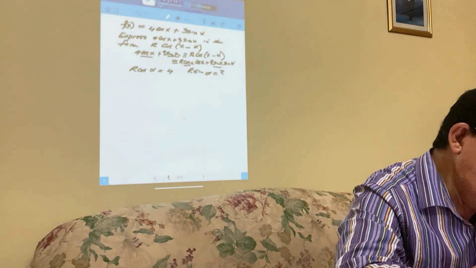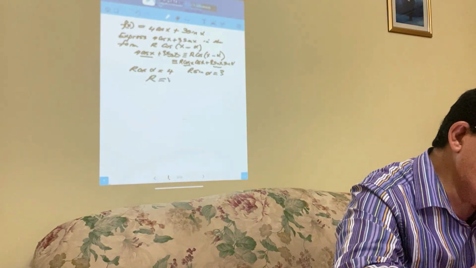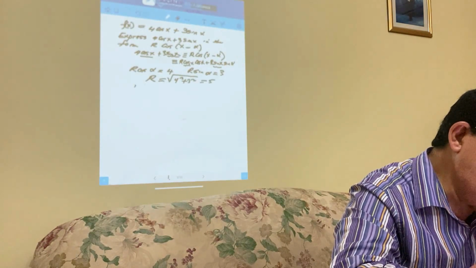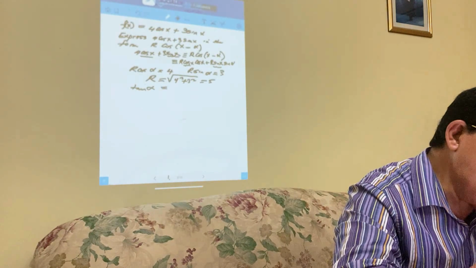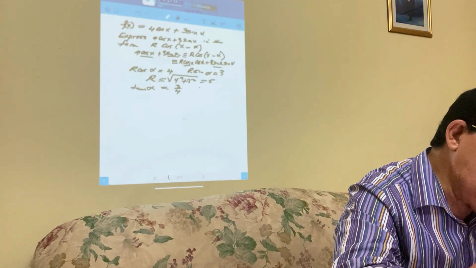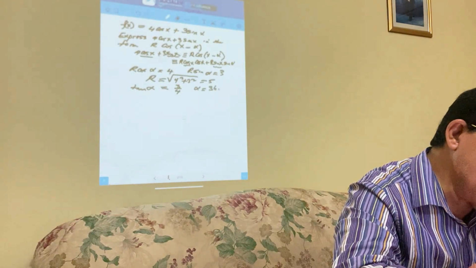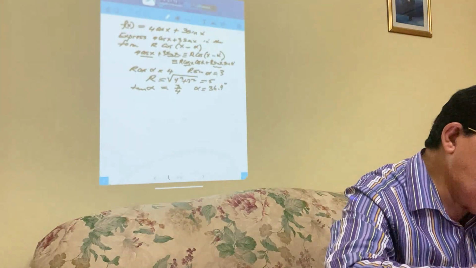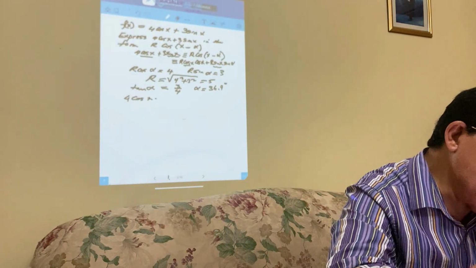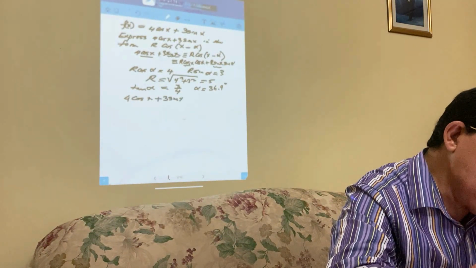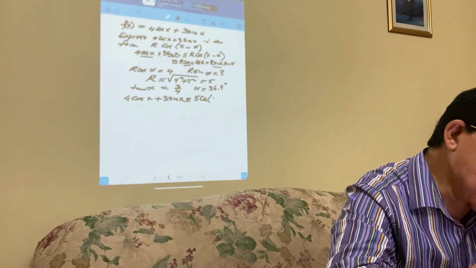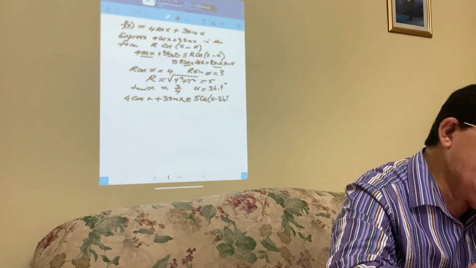3. Therefore, r straight away is the square root of 4 squared plus 3 squared, 5. And tan alpha equals the term containing sine over cosine, 3 over 4. The angle alpha will be 36.9 degrees. Therefore, 4 cosine x plus 3 sine x is identical to 5 cosine x minus 36.9 degrees.